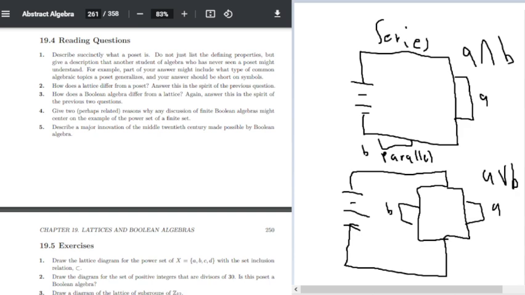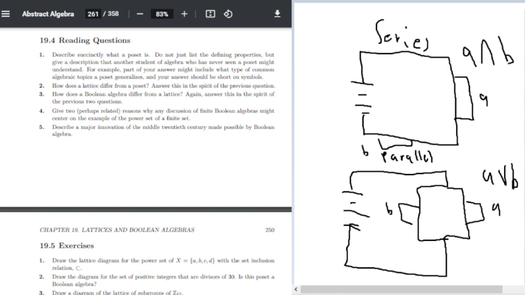Alright, 19.4, reading questions. Describe succinctly what a poset is. Do not just list the defining properties, but give a description that another student of algebra who has never seen a poset might understand. For example, part of your answer might include what type of common algebraic topic a poset generalizes, and your answer should be short on symbols. It's a generalization of less than or equal to, which has equality built in, has the transitivity, A less than B less than C implies A less than C built in, and the anti-symmetry, which says that we can't have two objects that are not the same both be less than or equal to each other.